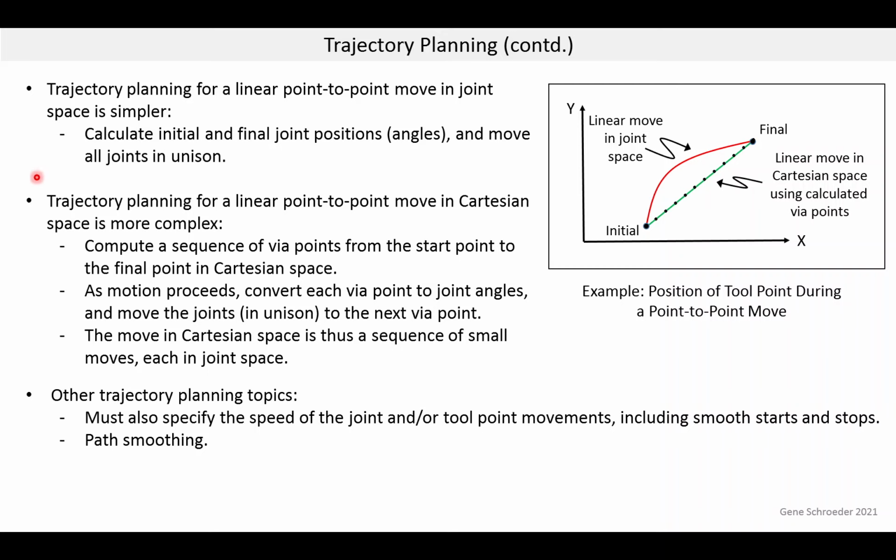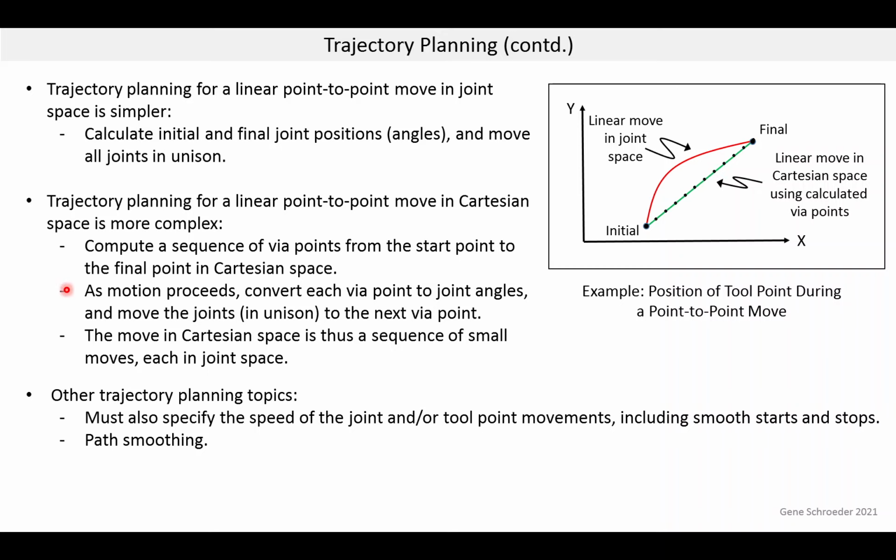Trajectory planning for a linear point-to-point move in Cartesian space is more complicated, and what is done is something like this. You compute a sequence of via points from the start point to the final point in Cartesian space. So you're breaking that path into a bunch of small segments separated by via points. And in this diagram on the screen, these black dots represent via points.